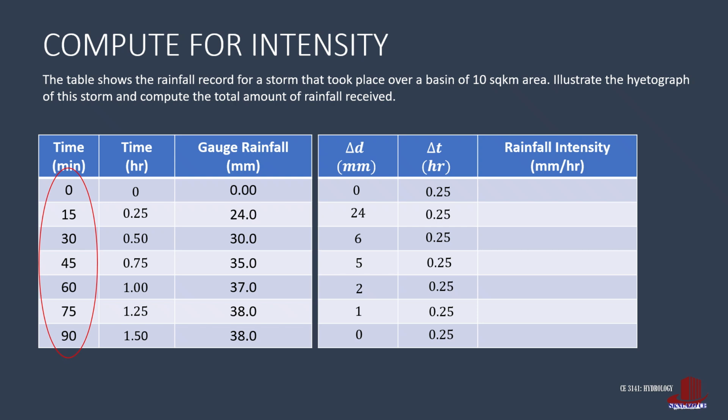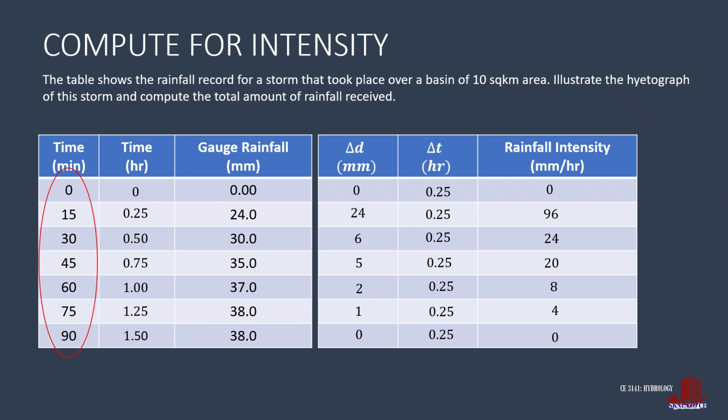Having completed delta D and delta T, we can compute the intensity by taking the ratio. 0 divided by 0.25 is 0. 24 upon 0.25 is 96. 6 divided by 0.25 is 24. And 5 over 0.25 is 20. Then 2 divided by 0.25 is 8. And 1 divided by 0.25 is 4. Then lastly, 0 over 0.25 is 0.